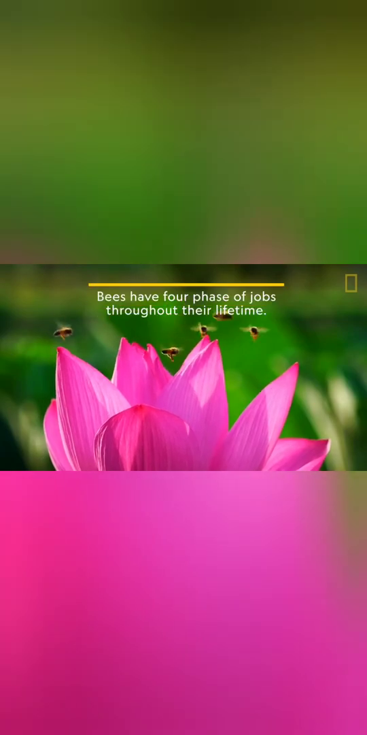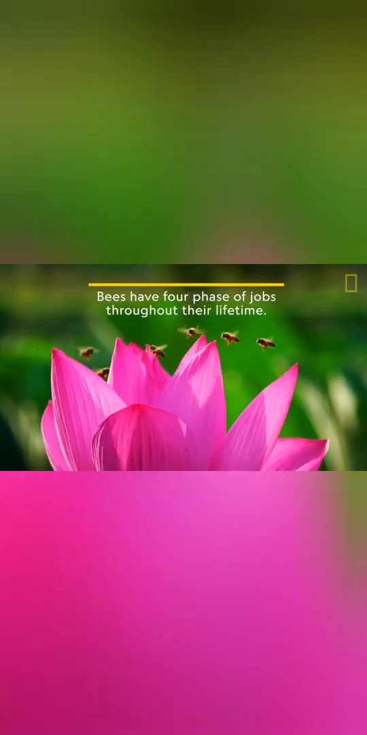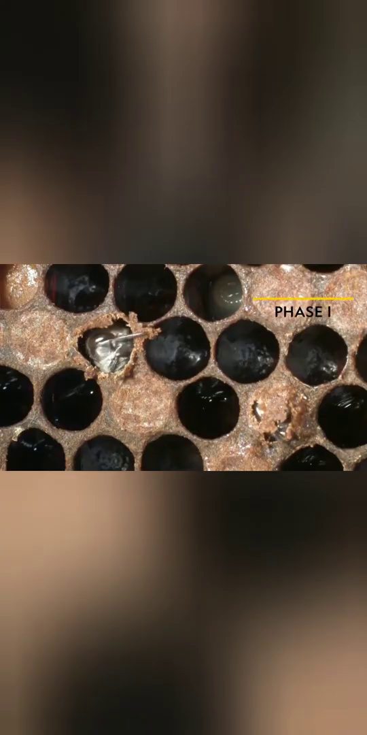They go through 4 phases of jobs before dying. In phase 1, bees go to work immediately after they emerge from metamorphosis, about 3 weeks after they're born. They begin cleaning the cells from which they emerged. After about 3 days, their hormones shift them into nurse bee mode. In this job, they feed the young brood that succeeds them. This lasts for about a week.